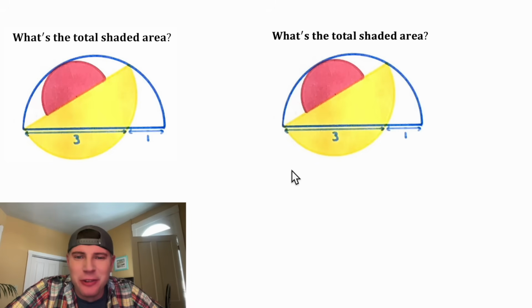Hey guys, this looks like a fun one. We're given three semicircles arranged like this, and it wants us to find the total shaded area. That's going to be the area of these two semicircles.